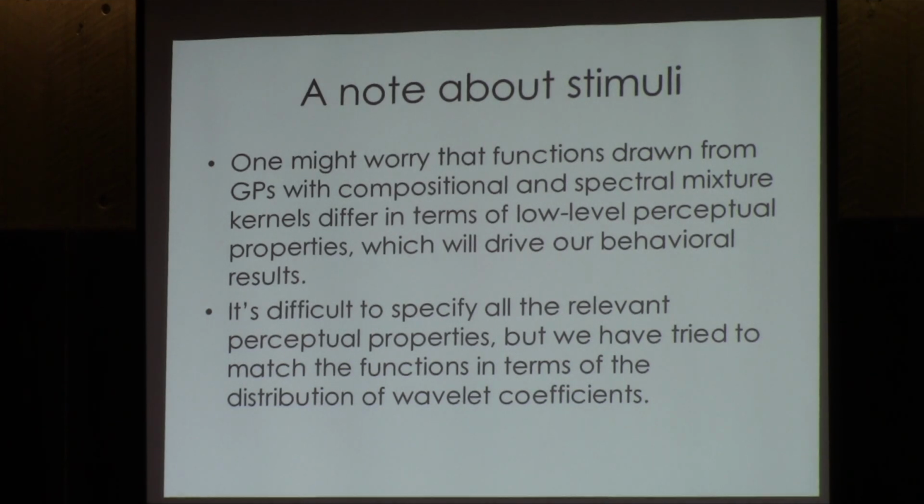All right. Now I want to say something about stimuli here. You might worry that if you draw functions from a Gaussian process with a compositional kernel or a spectral mixture kernel, they're going to differ in some way that we haven't really got a handle on, and that's going to explain all of our experimental results. It's really impossible to rule out all possible alternative interpretations of that sort, but what we tried to do is match the functions. So we generated a whole bunch of functions from these different priors, and then we tried to pick ones that were matched in terms of some low-level visual descriptors. So what we did is we took wavelet coefficients and tried to match them.